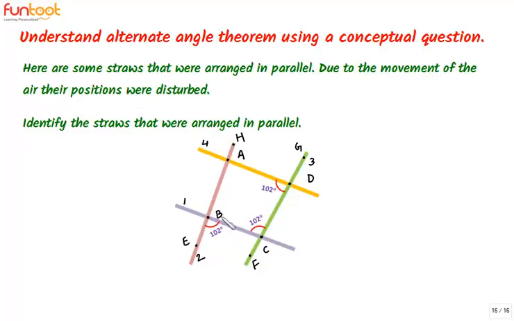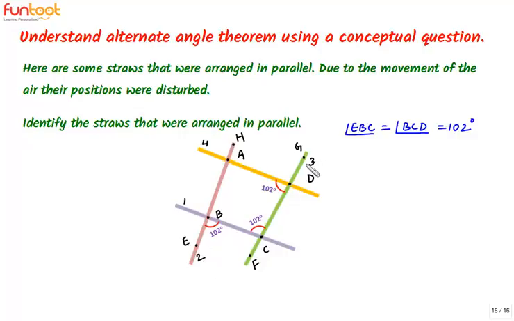We can see that this angle, that is angle EBC, is 102 degrees, and this angle is equal to this angle, that is angle BCD, which is also 102 degrees. So we can write angle EBC is equal to angle BCD, each equal to 102 degrees.